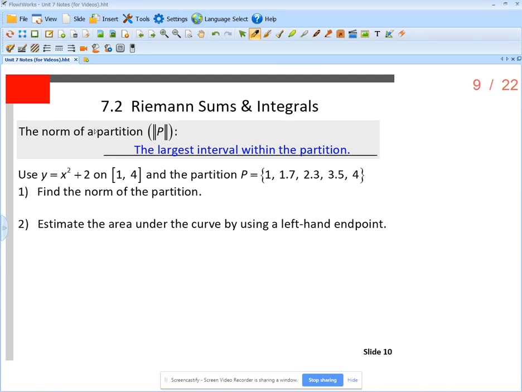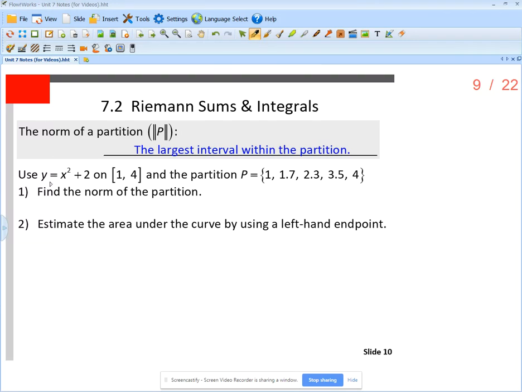So the first thing that we're going to talk about is the norm of partition. You've got this wonderful P with absolute value symbols around it, and that's just the symbol for the norm of partition. The norm of partition is just the largest interval within the partition. In all the problems that we've dealt with, we've talked about making rectangles that are equal width. Now we're going to say, well, what if we divvy that up in a different way? That's how we're partitioning it.